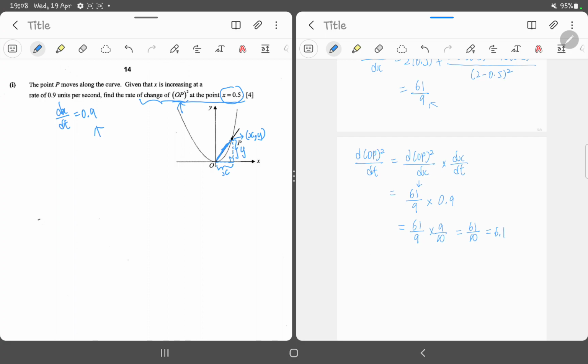Okay, so now we have our answer. We can complete the statement. The rate of change of OP squared, the length OP squared, equals to 6.1 units per second. And we are done with this question over here on 8 part 2.